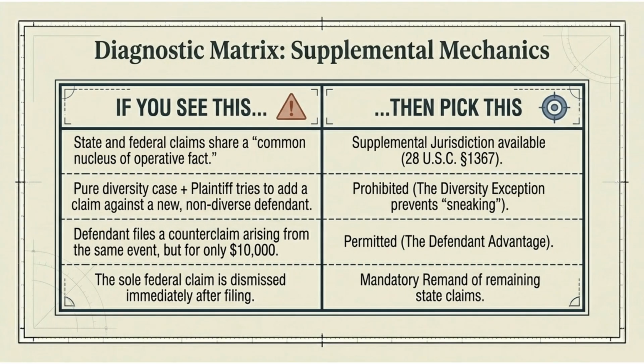Use this supplemental jurisdiction matrix as the final shortcut. If state and federal claims share a common nucleus of operative fact, supplemental jurisdiction is generally available. If the original case is pure diversity and the plaintiff tries to add a claim against a new non-diverse defendant, Section 1367(b) usually prohibits it. If a defendant brings a related counterclaim from the same event, supplemental jurisdiction is more likely permitted. If the only federal claim is dismissed immediately after filing, the remaining state claims are usually remanded. The governing questions are common nucleus, party asserting the claim, diversity limits, and survival of the anchor claim.